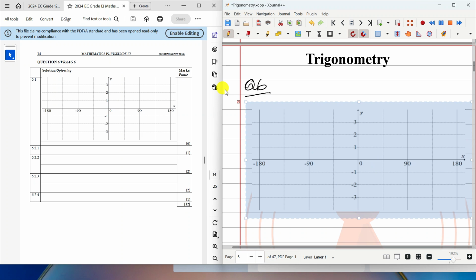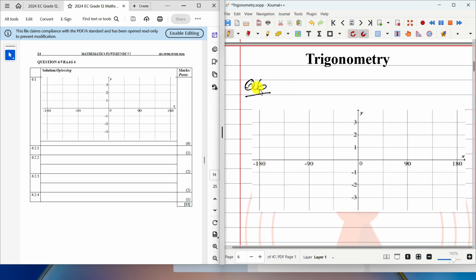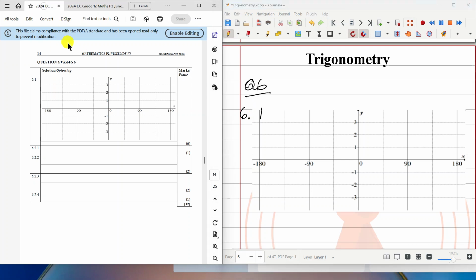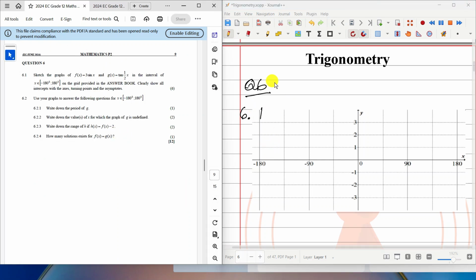Okay. There we go. Perfect. So this is 6.1. Right? This is 6.1. So you can go to your calculators, guys.